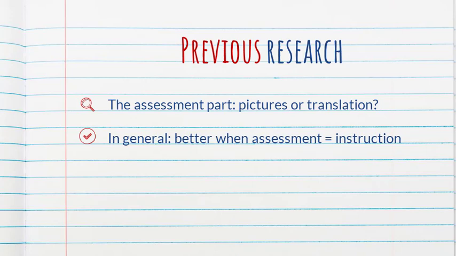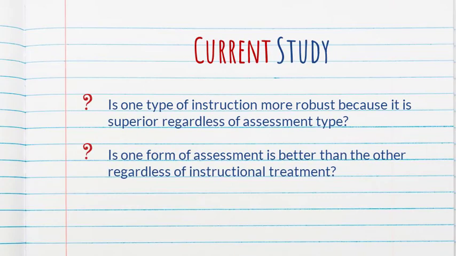In general, we know that students do better when the form of assessment is the same as the form of instruction. And so in this particular study, they're trying to see if there are effects for different types of instruction, pictures or translations, on different assessment items, elicitation with pictures and elicitation with translations. In other words, is one type of instruction more robust because it is superior regardless of assessment type? Or do we see that one form of assessment is better than the other, regardless of the instructional treatment?